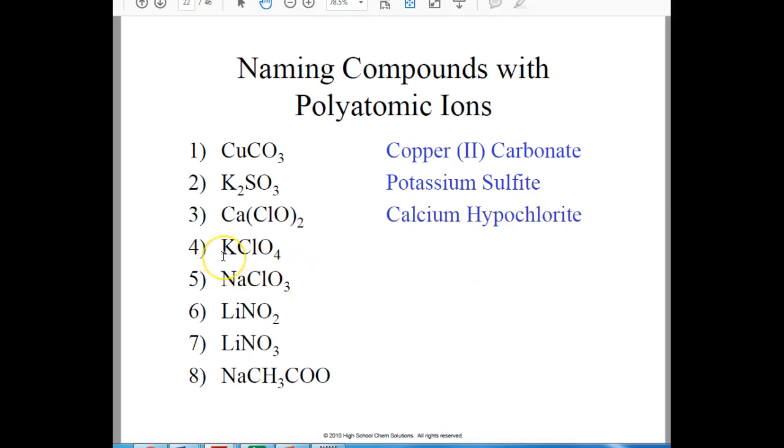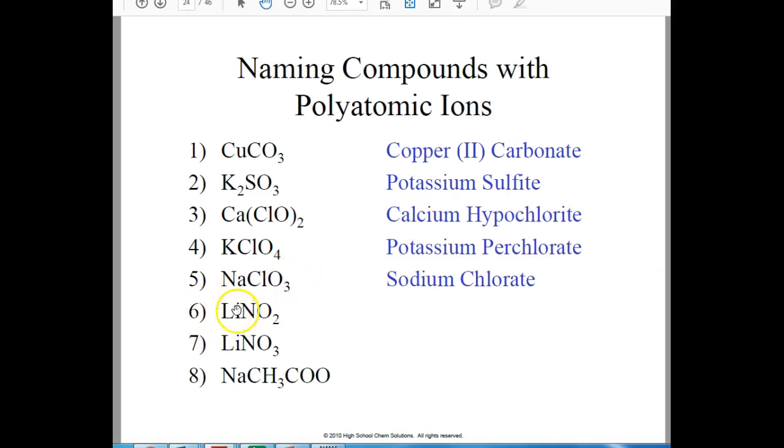The next one, potassium again, group 1, so we don't need a Roman numeral. ClO4 is perchlorate. It kind of reminds you of hyper, like you have too much. So when you see a lot of oxygens on something, it'll often be called per. So potassium perchlorate, again, you can get these names off your chart. Sodium's in group 1, so no Roman numeral. ClO3 is just chlorate. So when you add an extra oxygen, it becomes perchlorate, but this one has 3, so sodium chlorate.